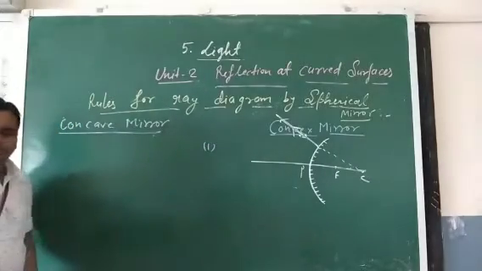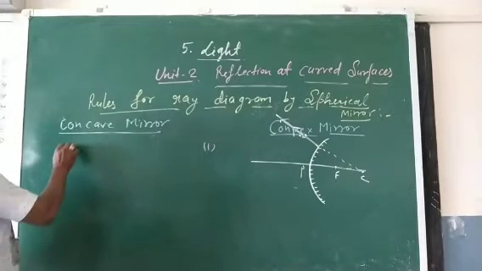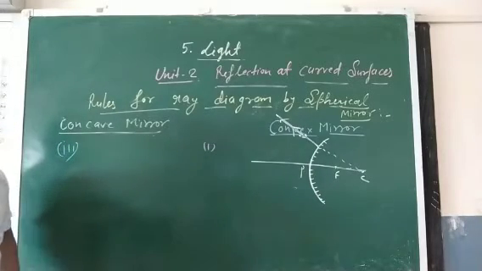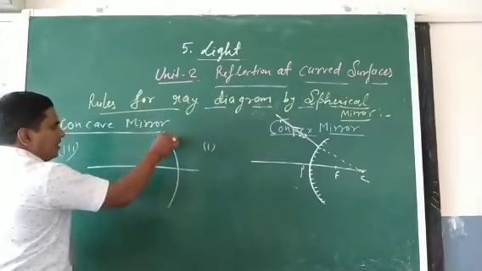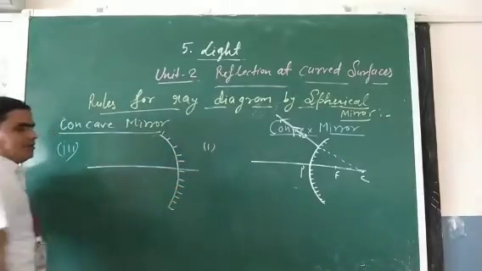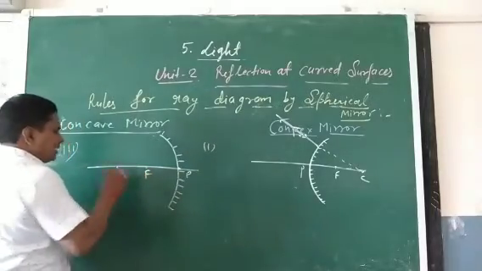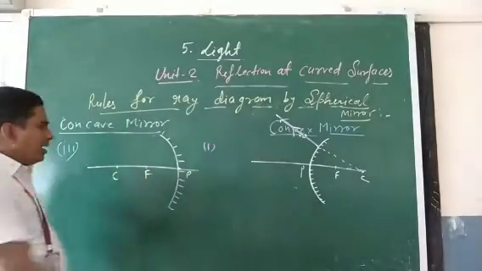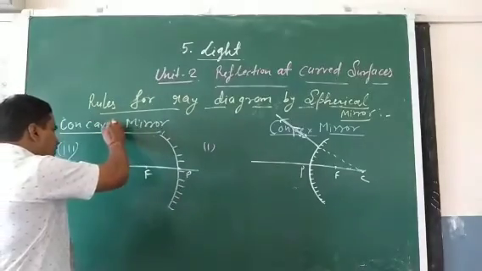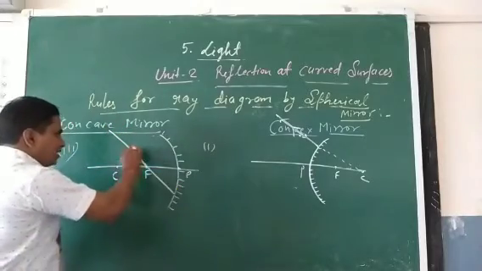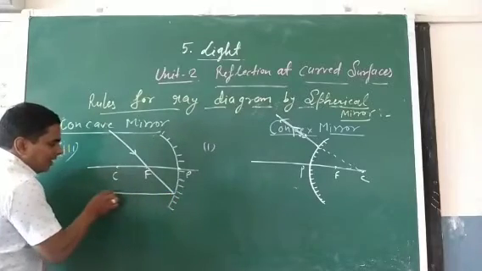Now, the third rule for the ray diagram. See here, third rule. In case of concave mirror, see here, this is the pole, principal focus, and here center of curvature. If a ray of light coming from a source directly passes through the principal focus, then after reflection it becomes parallel to the principal axis.